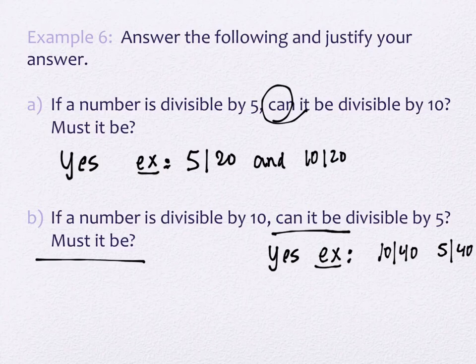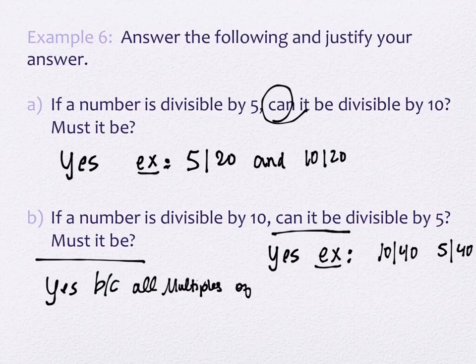Must it be? Sorry, I missed the must it be before. I apologize. I'll go back and get it in a second. Must it be? For B? For B. Yeah. Yes. And a really nice justification is because all multiples of 10 end in 0.